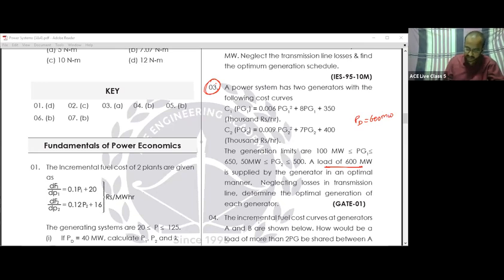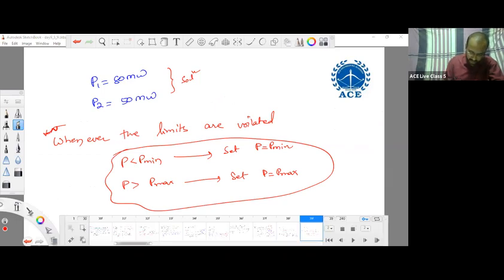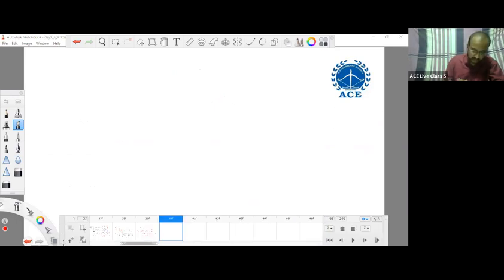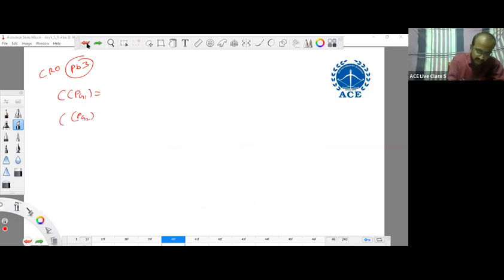Problem number 6. What has he given? Given the cost curve. Not problem number 6, it is problem number 3, sir. Problem number 3, what has he given? The cost curves given, C of Pg1 and C of Pg2 values are given here.